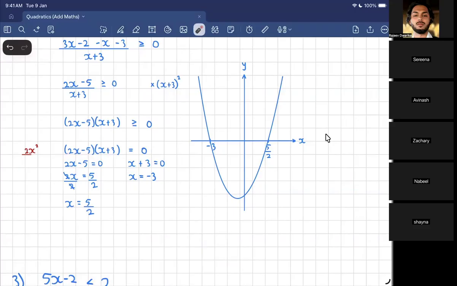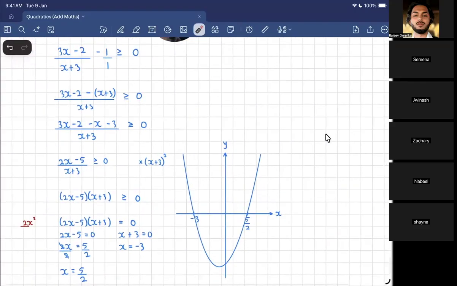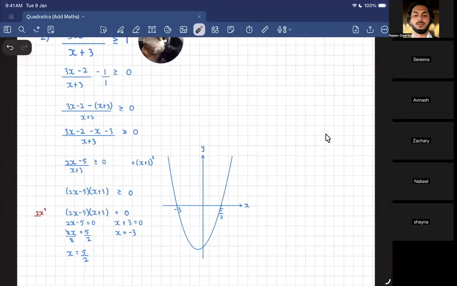Right. Sheena, did you do it like this, or did you multiply by x plus 3 squared throughout, and then you expand it out and you simplify and then you factorize? So I didn't tell you how to. You do it like how I did it? Yes, sir. Okay.